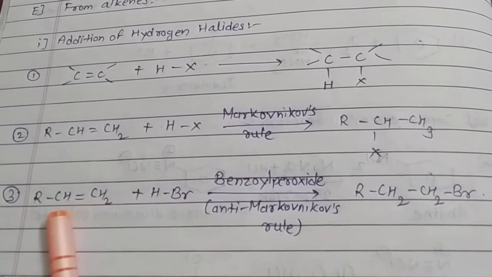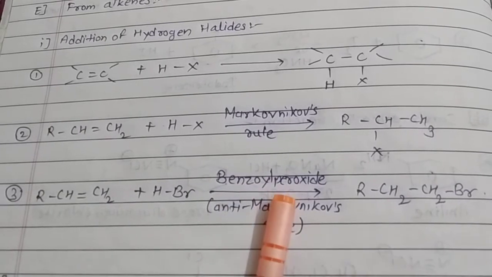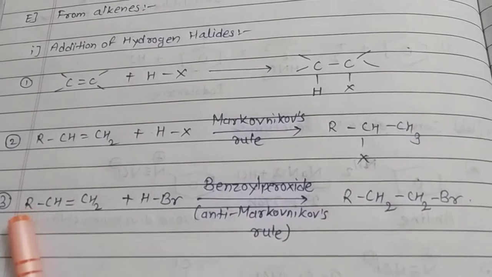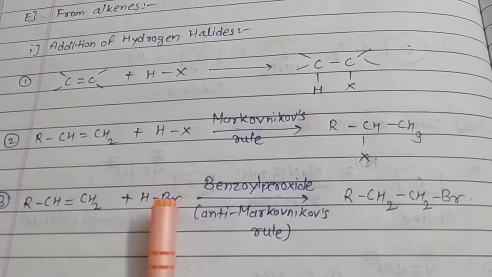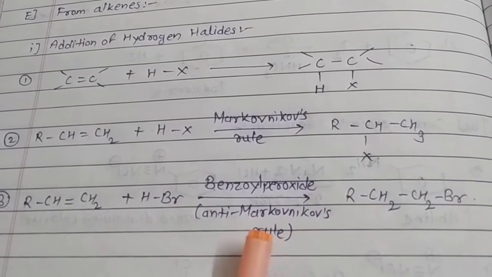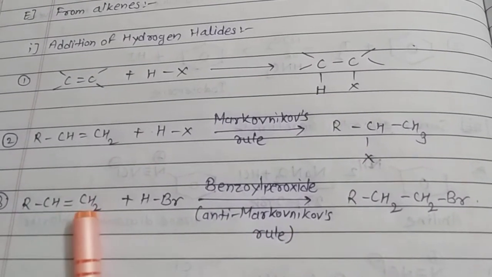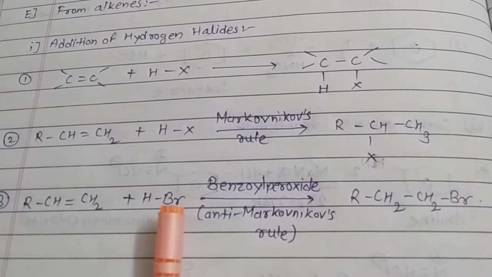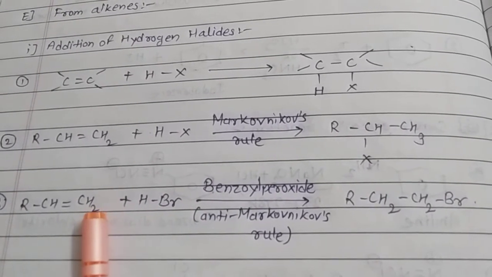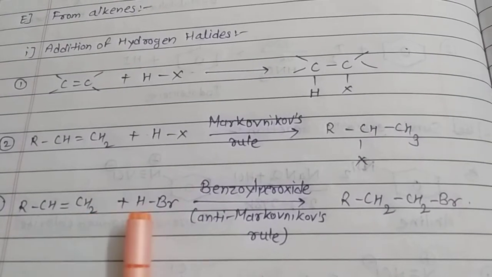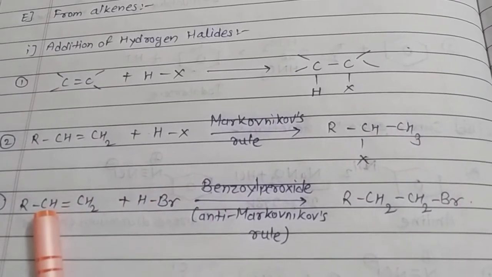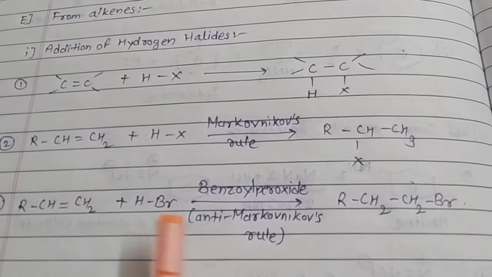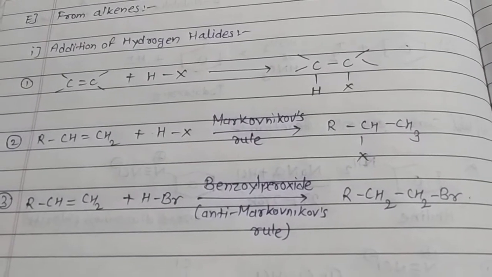Then next one, on the arrow benzoyl peroxide is written. So whenever peroxide is used, we have to remember the anti-Markovnikov rule. So again an unsymmetrical alkene is treated with HBr. Here Br attacks the carbon which has more hydrogens, and hydrogen goes to the other carbon which has fewer hydrogens. So R, CH2, CH2, Br. So here we get a primary alkyl halide.